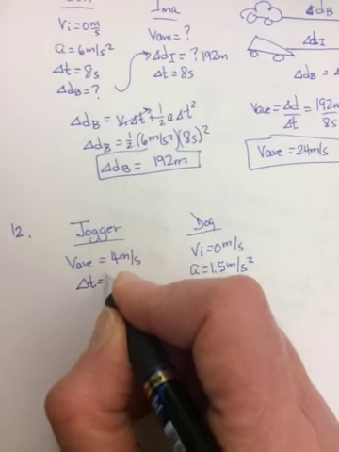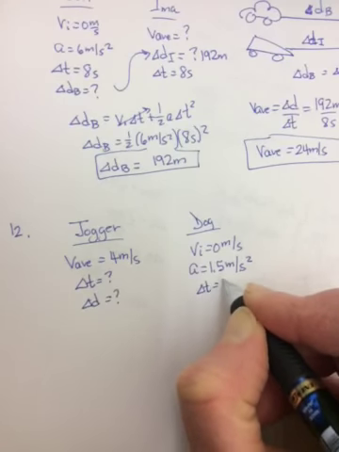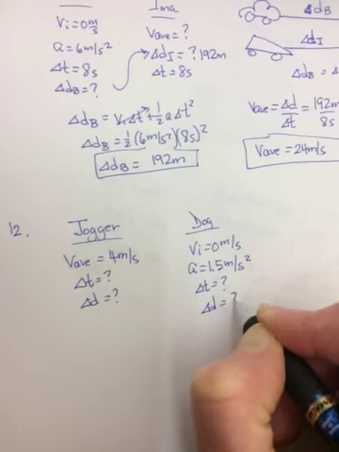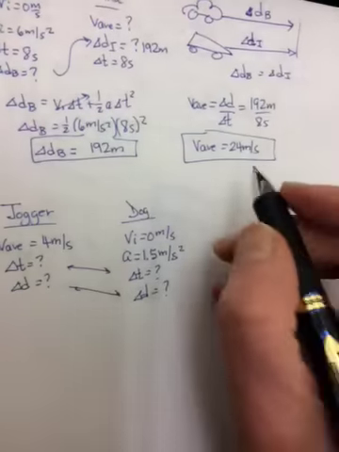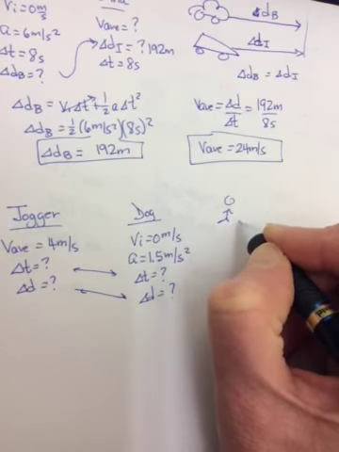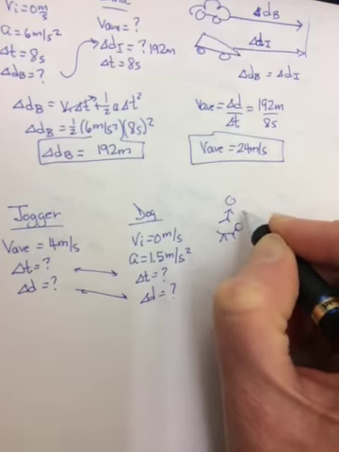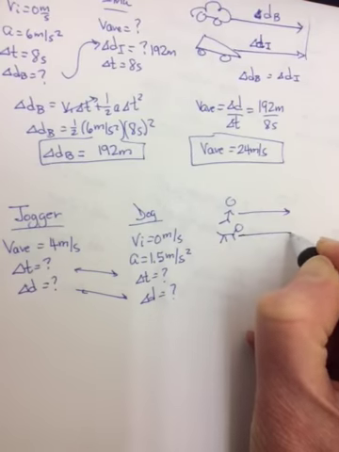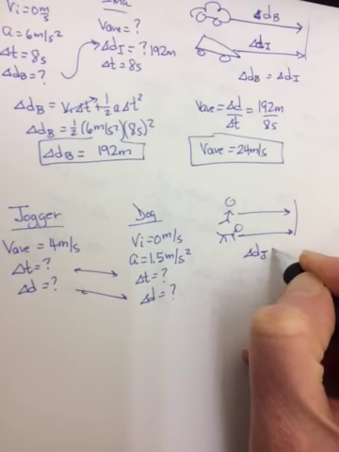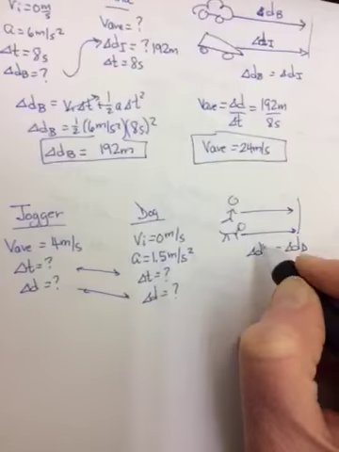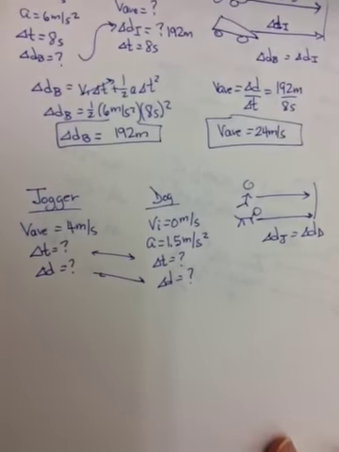So we don't know for the jogger the time or the delta D. We don't know for the dog the time or the delta D. But what we do know is that they're going to be the same for the two of them, right? So if this is the jogger here and they run by the dog, but the dog accelerates and catches up. The delta D's are the same. So delta D of the jogger is going to equal delta D of the dog. The times will also be the same. However long it takes the dog to catch the jogger, that's how long the jogger has to run.